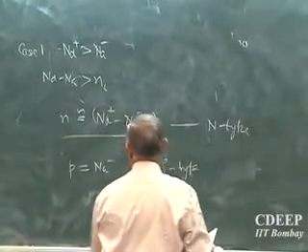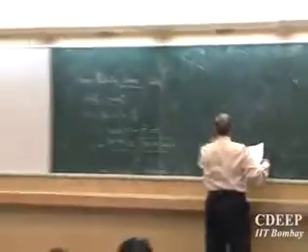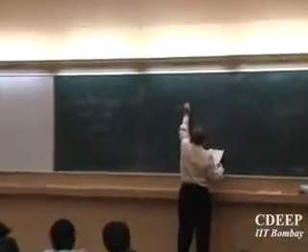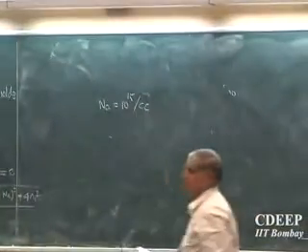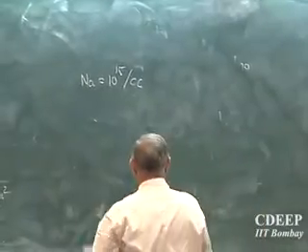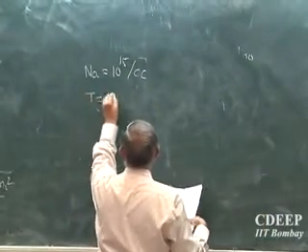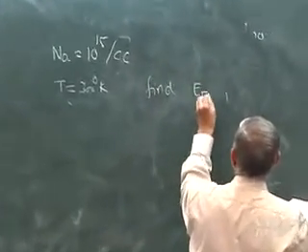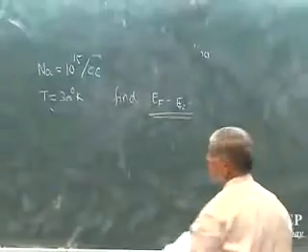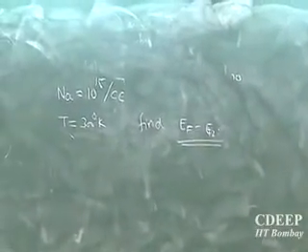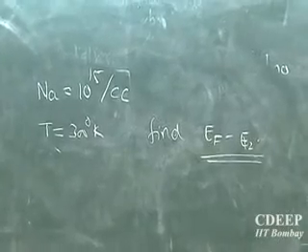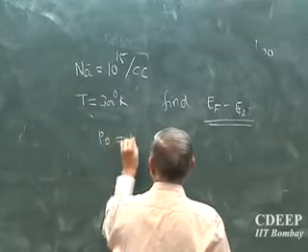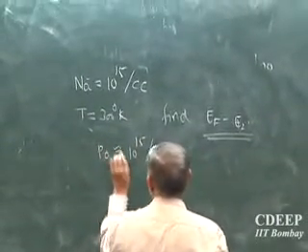One small problem on this which I did. I repeat that question which I want to know. I was given an acceptor concentration of 10 to the power 15 per cc, with T equal to 300 Kelvin. Find EF minus EV, or the position of the Fermi level. Just for the sake of simplicity, number one I want to do.